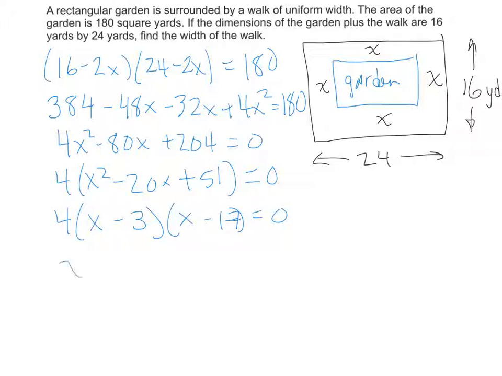What that means is the width of the walk is 3 yards according to the math, or 17 yards according to the math. Now, of course, 17 yards is too big. It wouldn't be possible to have a total width of 16 yards, nor a total length of 24 with 2x's added onto each side. So we can conclude that the walkway is 3 yards wide.